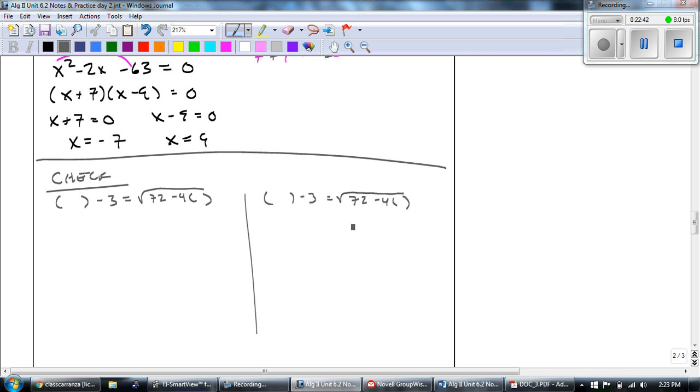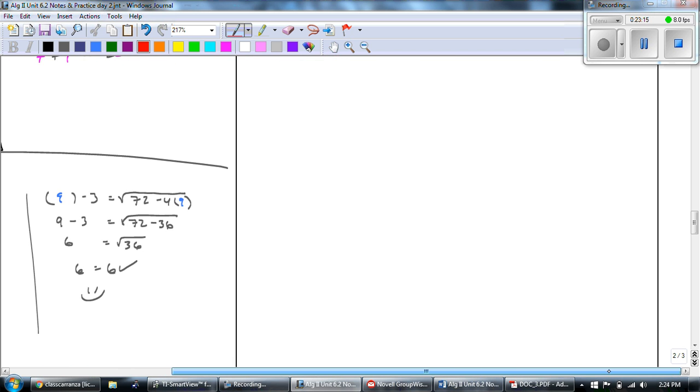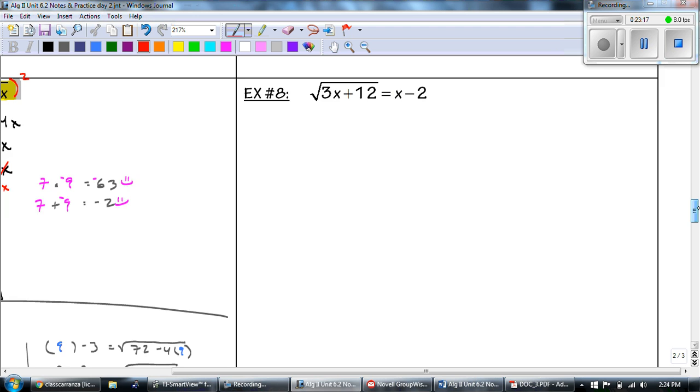Okay, go ahead and pause the video and good luck. I want you guys to check, does negative 7 work? And does 9 work? Okay, so the only one that works is x equals 9 as our answer. The negative 7 didn't work out.